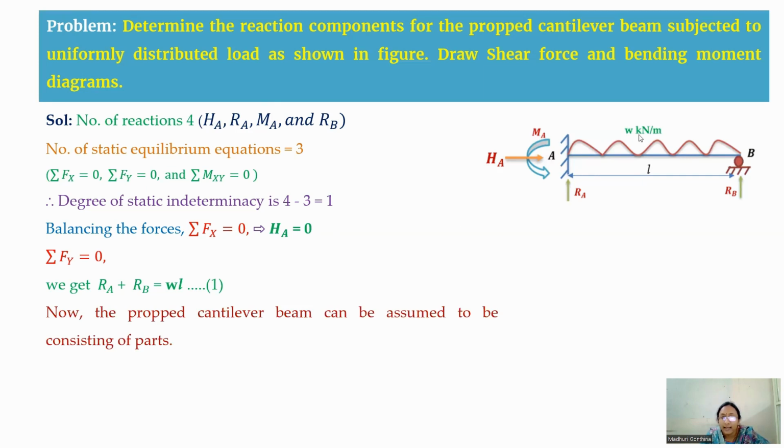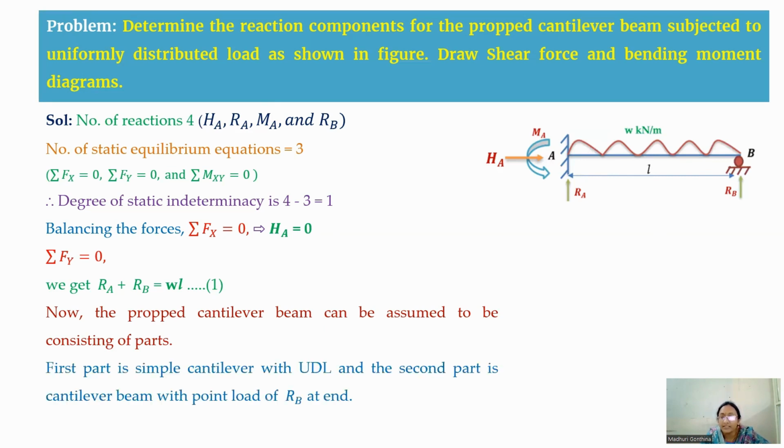Next, as we know that this propped cantilever beam is indeterminate to 1, we can't solve this problem directly. So by using the principle of superposition, I'm going to divide this entire propped cantilever beam into 2 parts. The first part will be a simple cantilever beam with a UDL, and the second part will be a cantilever beam with a point load at the end, that is at the end B.